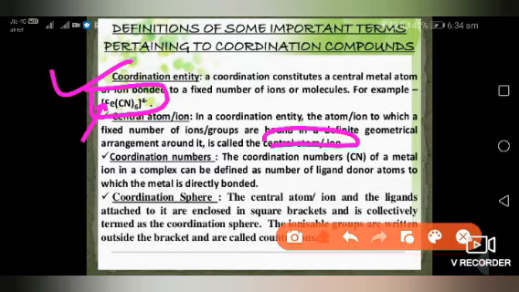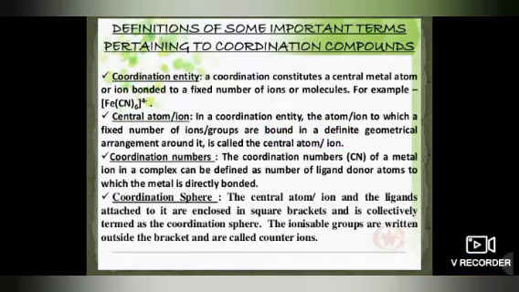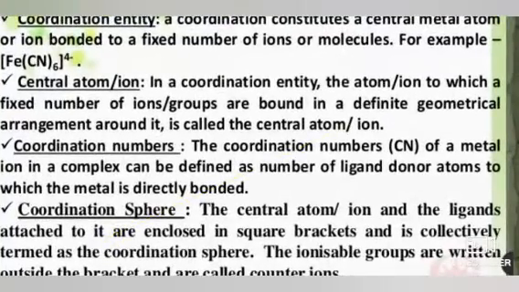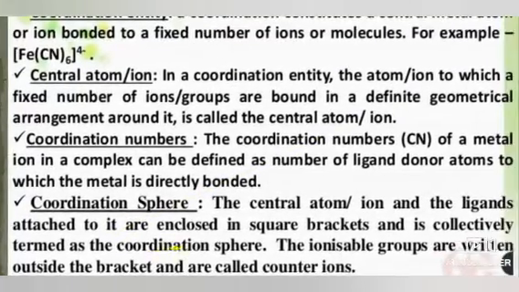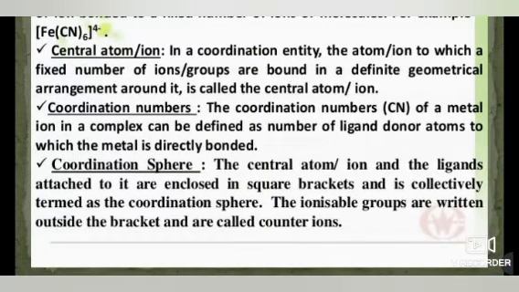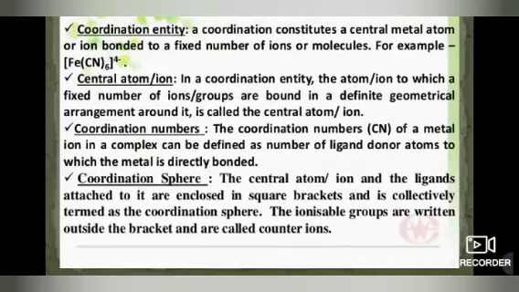Whereas the coordination number, we will talk about the coordination number of a metal ion in a complex. It can be defined as the number of ligand donor atoms to which the metal is directly bonded. Whereas the coordination sphere is the central atom or ion and the ligands attached to it, enclosed in a square bracket, and is collectively termed the coordination sphere. The ionizable groups are written outside the bracket and are called counter ions.